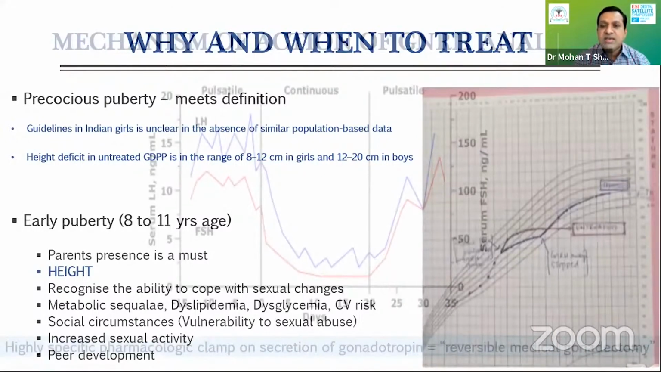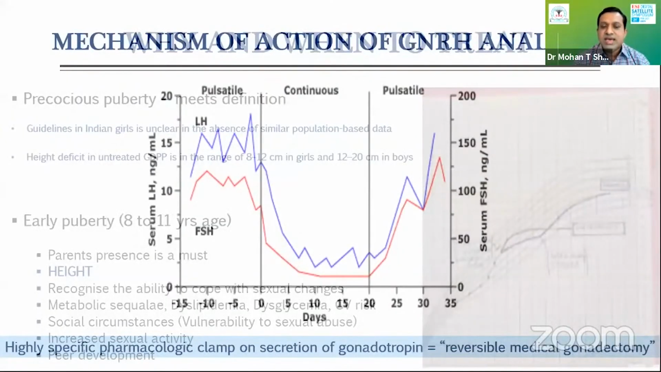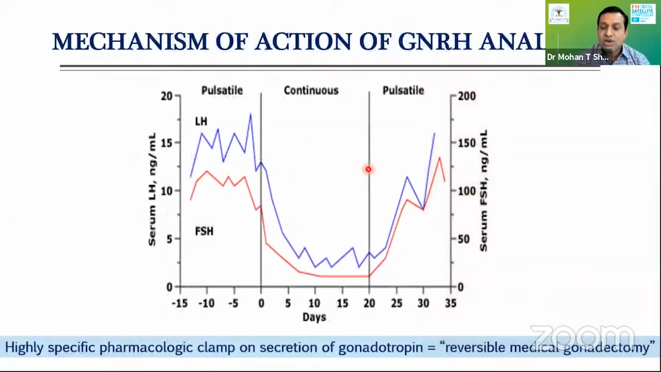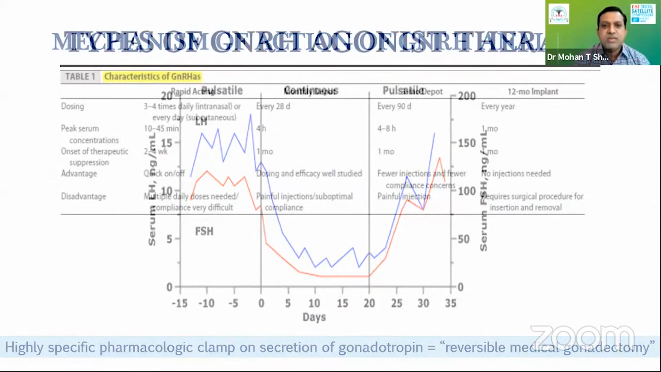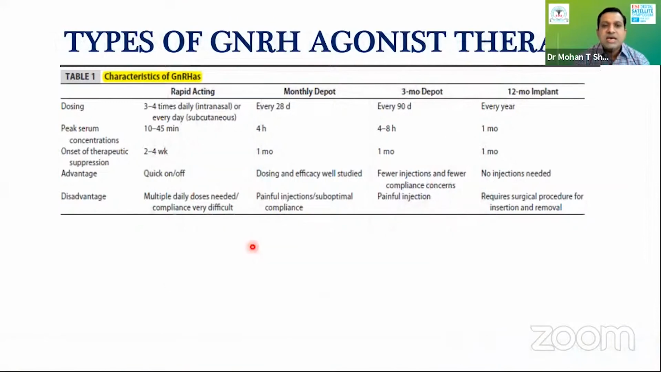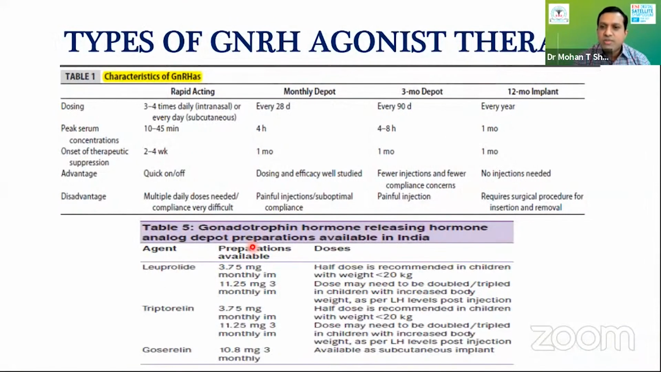Just a word about treatment. GnRH analogs are used. They are a highly specific physiological pharmacological clamp on gonadotropin. They are also called reversible medical gonadectomy. The initial phase is pulsatile, and we are abolishing it. Ultimately, when given in sequence, it becomes continuous action. That means the reduction of LH is there. And finally, we have to get treatment results. Various regimens and various preparations are also available in the market.